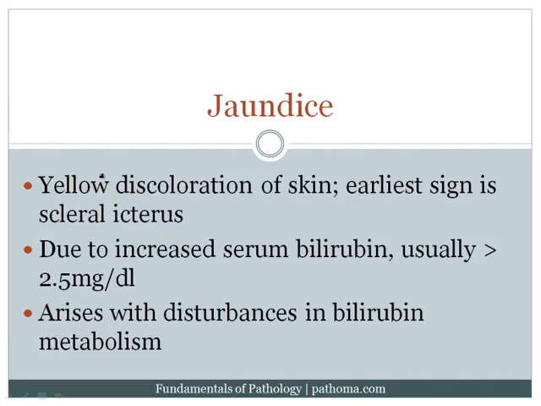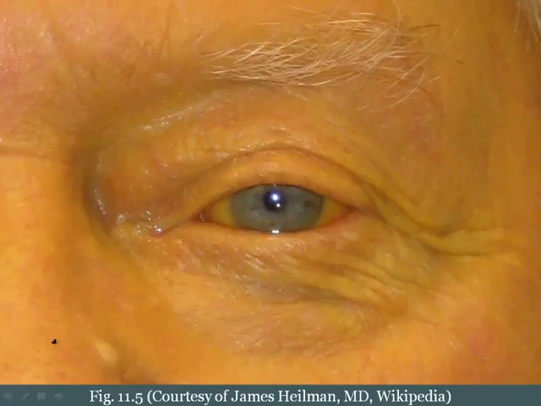Jaundice is due to an increased serum bilirubin, classically greater than 2.5 milligrams per deciliter, and because it's due to an increase in serum bilirubin, we're going to see it when there's disturbances in bilirubin metabolism, as is going to become very clear as we move forward. Here's a picture of a patient with jaundice. Notice the yellow skin. In addition, notice that they have scleral icterus, or a yellow discoloration of the sclera of the eyes.